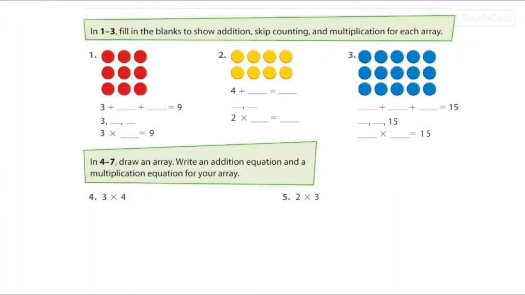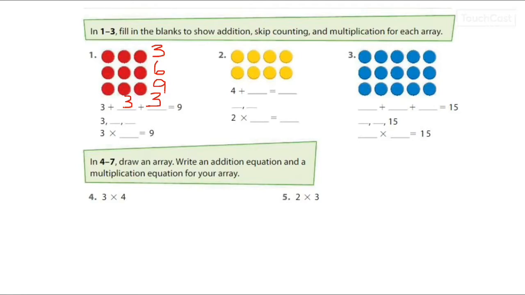Oh boy, more arrays. Let's take a look at that red array first. I'm going to count each row and write the number as I go. So I've got 1, 2, 3, 4, 5, 6, 7, 8, 9. I have 3 rows of 3. So if I was writing that as an addition sentence, it would be 3 for the first row, plus 3 for the second row, plus 3 for the third row equals 9.